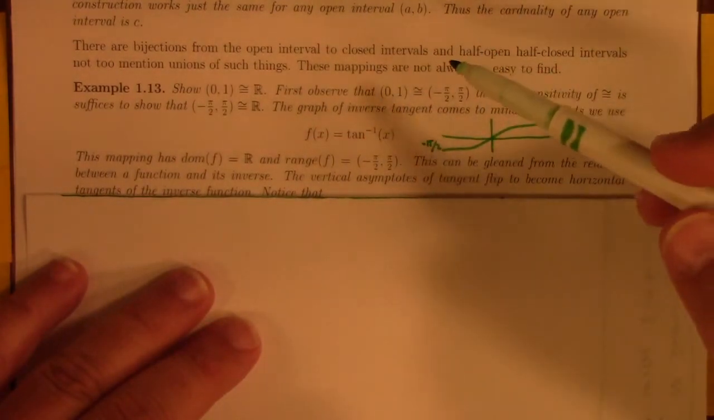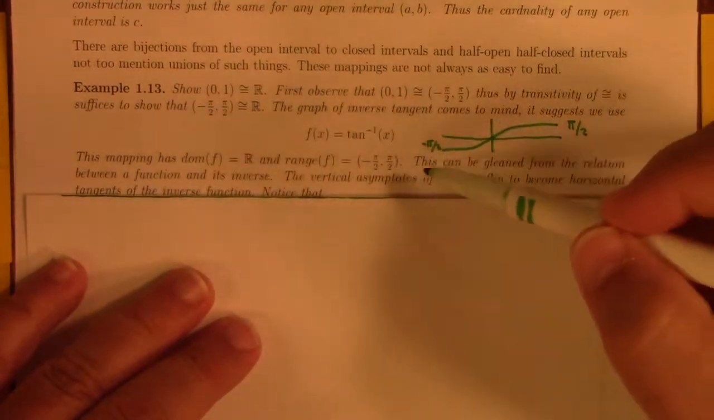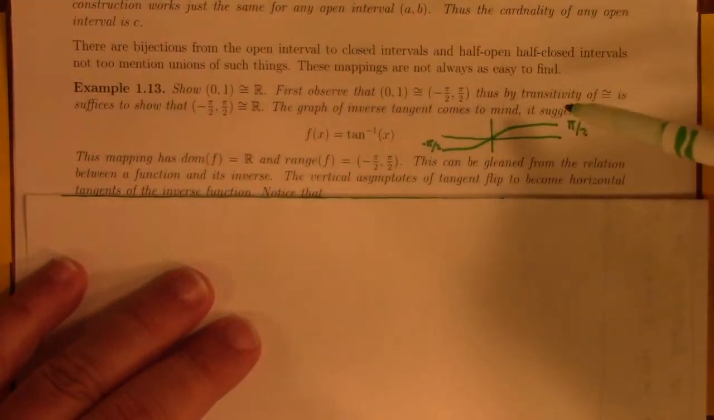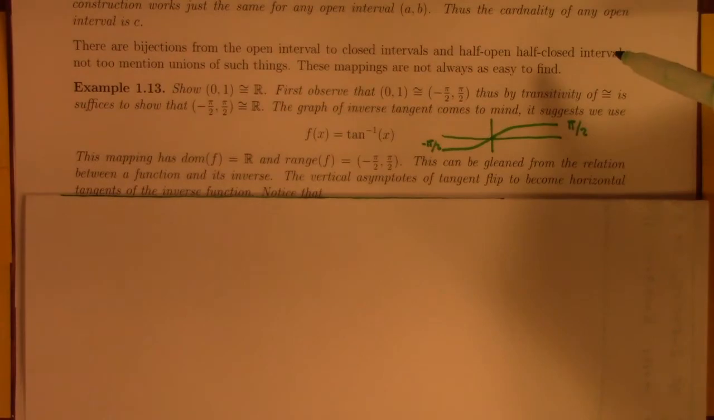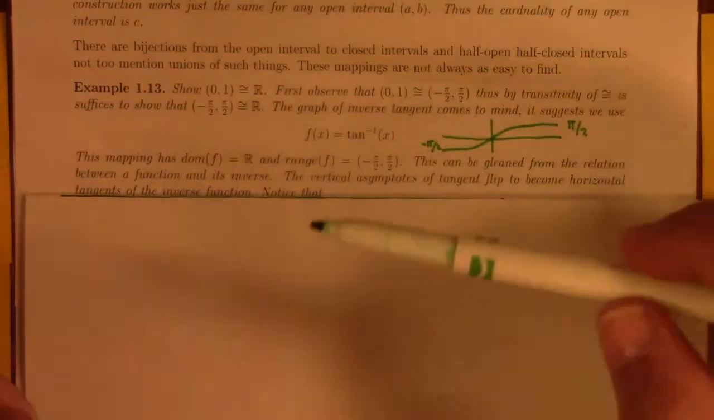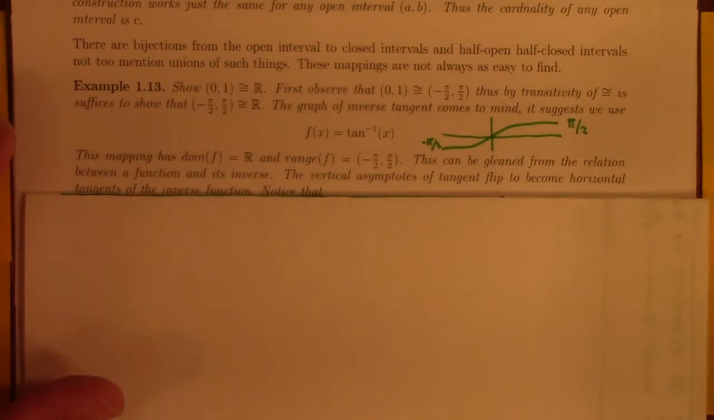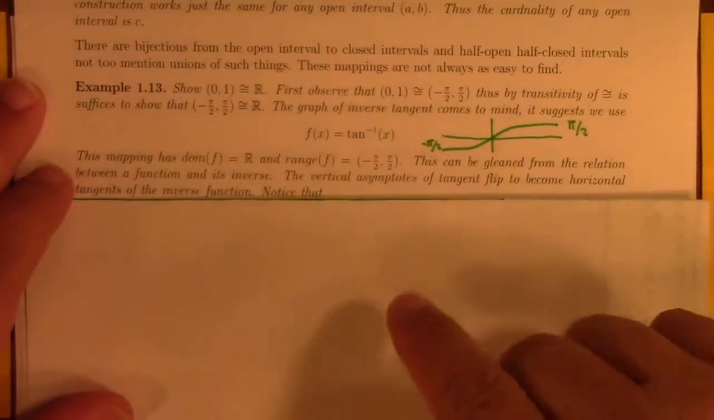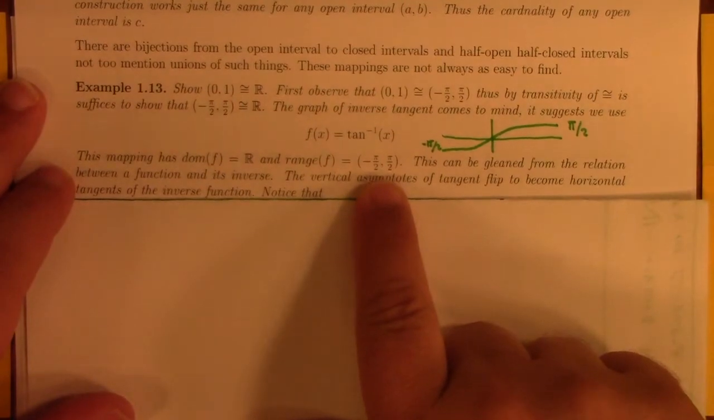Inverse tangent has the domain of the reals, and it has the range of minus pi over 2 to pi over 2. And so you can prove that inverse tangent is a bijection from minus pi over 2 to pi over 2 and the reals. And as such, it proves that the cardinality of the reals is equivalent to that minus pi over 2 to pi over 2 set.